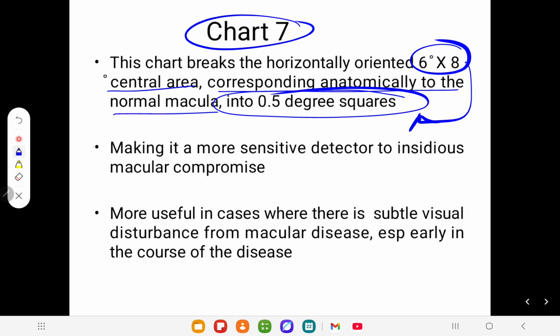Okay, why do we put more lines? Making it more sensitive to detect insidious macular compromise. Even very small macular compromise we can detect, so that's why we put extra lines in this 6 by 8 degrees. It is more useful in cases where there is subtle visual disturbance from macular disease, especially early in the course of disease. So that's why it's used early in the course, for very subtle, very insidious macular problems.